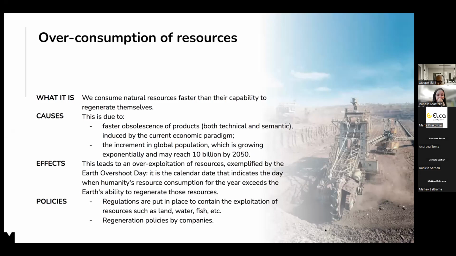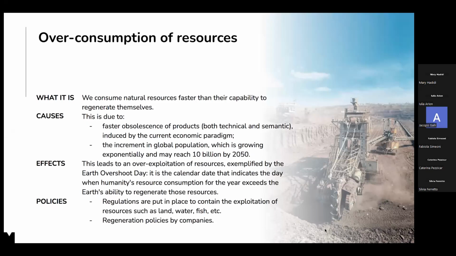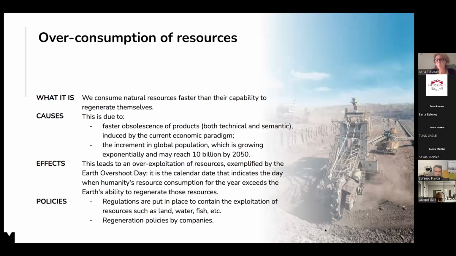On the other side, we have an increment in global population, especially of people that, of course, would like to have access to the same kind of well-being that we had access to in the last 50 years. So the effect of this is an overexploitation of resources. And this is exemplified by the Earth Overshoot Day, which is the calendar date that indicates the day when humanity's resource consumption for the year exceeds the Earth's ability to regenerate those resources.